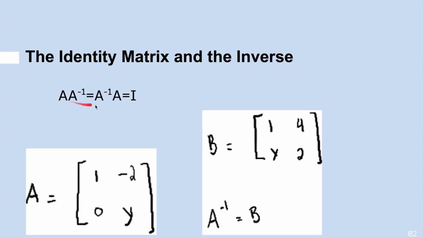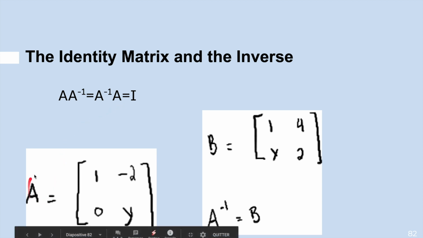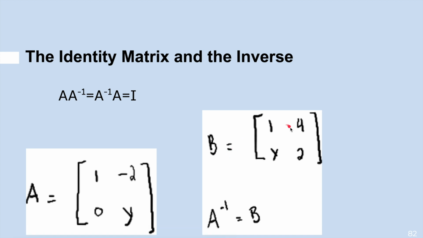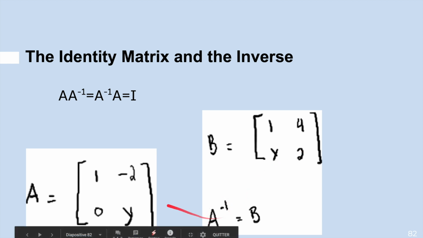So this equation that we just looked at, here we have matrix A, which is [1, -2; 0, y]. And here we have B, which is equal to [1, 4; x, 2]. Now the question is, if this A is the inverse of B, then what is x and what is y?